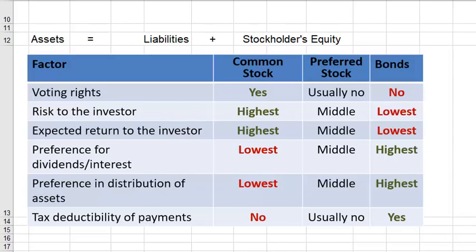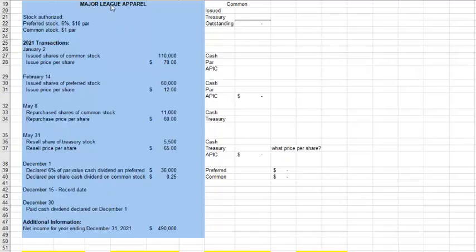Let's move on to an example. Here we have Major League Apparel. They have preferred stock, 6%, $10 par, common stock, $1 par. They're providing us the transactions for the year and additional information that we had net income as of December 31st of $490,000. We're going to do the journal entries, the T accounts, and then we're going to do the shareholders' equity section of the balance sheet.